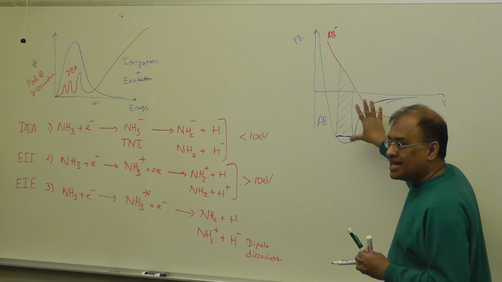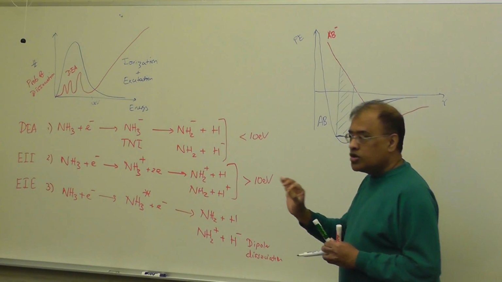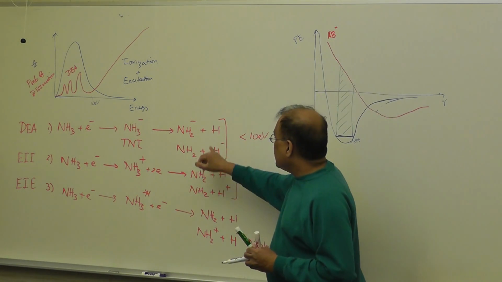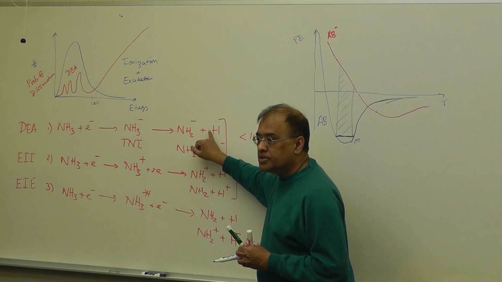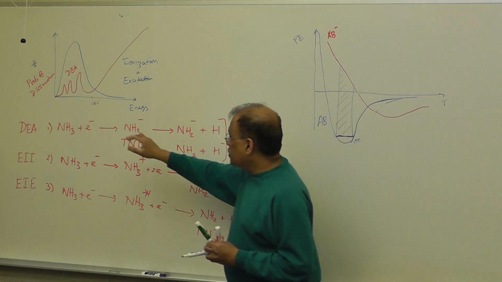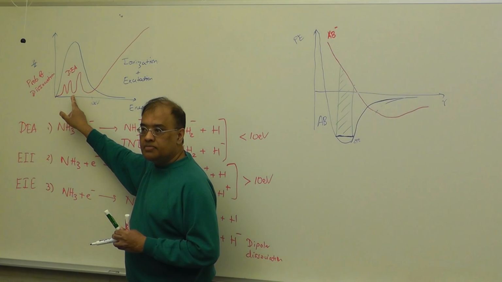But it's important to realize that only electrons with certain energies cause this transition to form the negative ion. So if we were looking at the products here, as a function of electron energy, then you would find that the yield shows this resonance behavior.